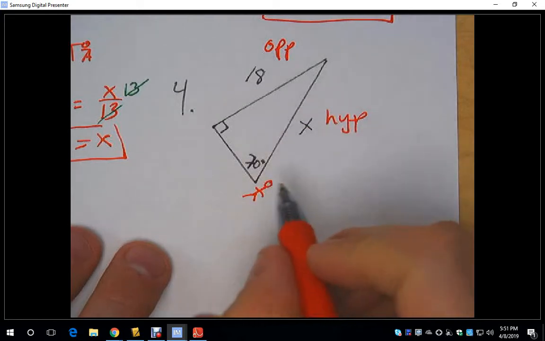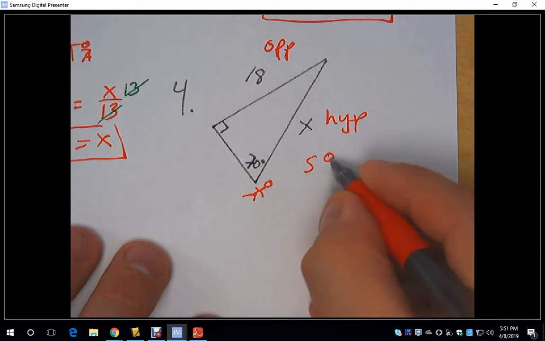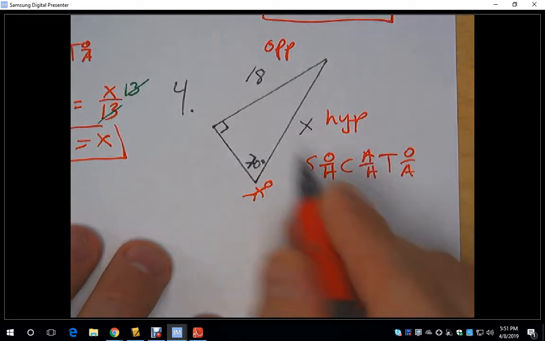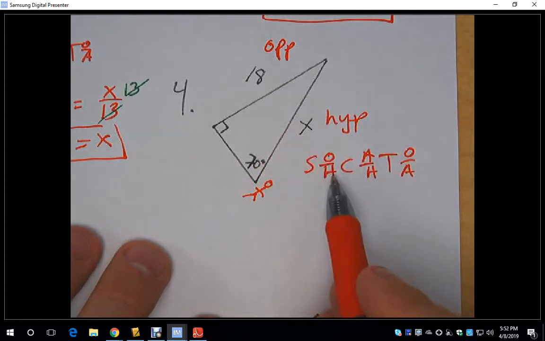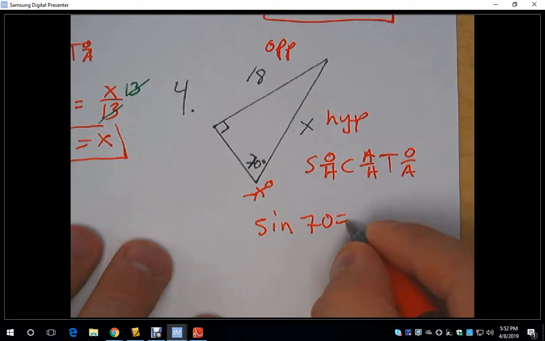So the trigonometry should come to mind, the trigonometric ratios. So we have SOH CAH TOA, and out of the choices here, we have opposite over hypotenuse, that would be sine. So sine of 70 degrees equals our opposite, 18 over x.